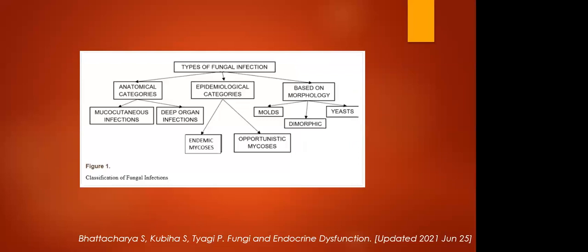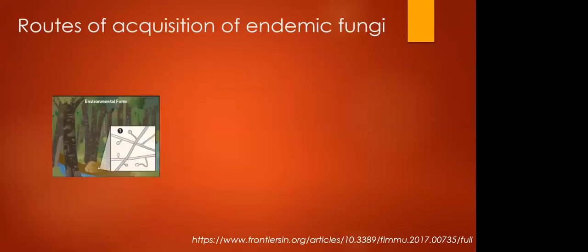So this is just a nice illustration to contextualize the types of fungal infections. You can divide them into anatomical categories, so mucocutaneous infections and deep organ infections. You can base them on morphology, so are they molds, yeast, or dimorphic fungi, and then epidemiological categories, so are they opportunistic mycoses or endemic mycoses, which is what we're talking about today.